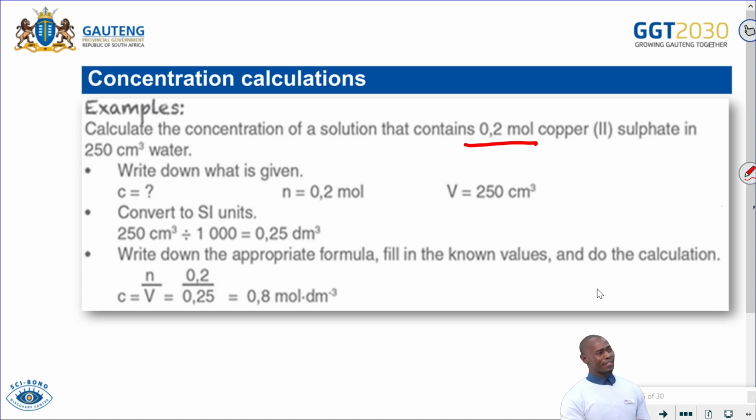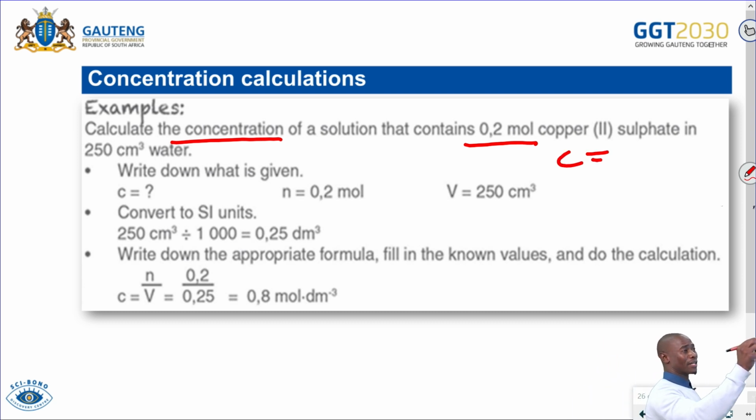Another thing that they can add to this question, although they are looking for the concentration, is that they can also say calculate the mass of this solution. But let's focus on the question for now. They want us to calculate the concentration. So the concentration is given by C equals n over V.